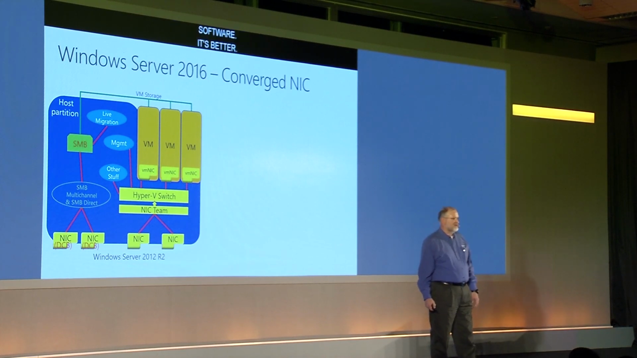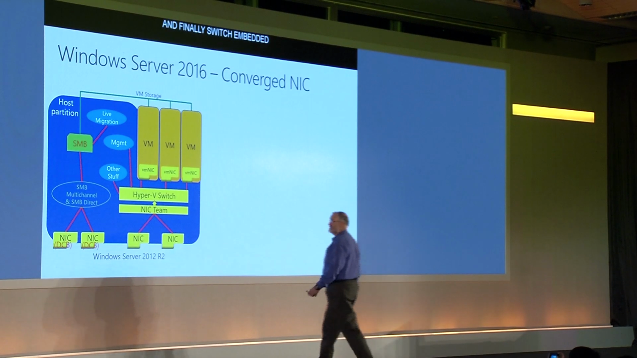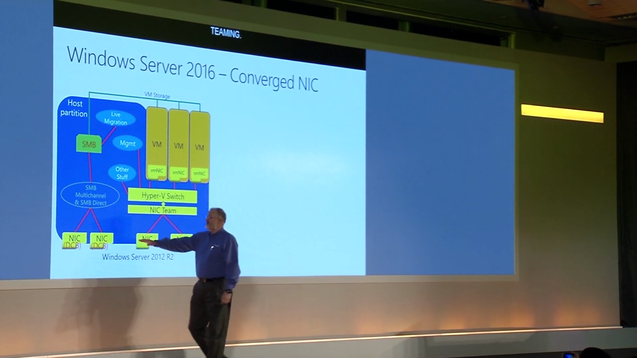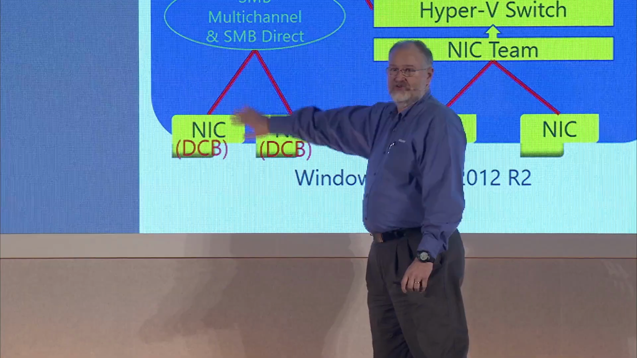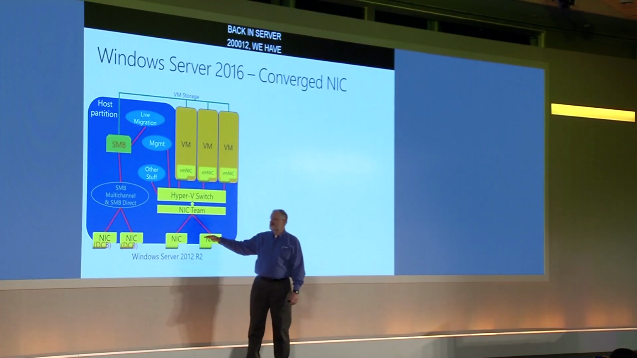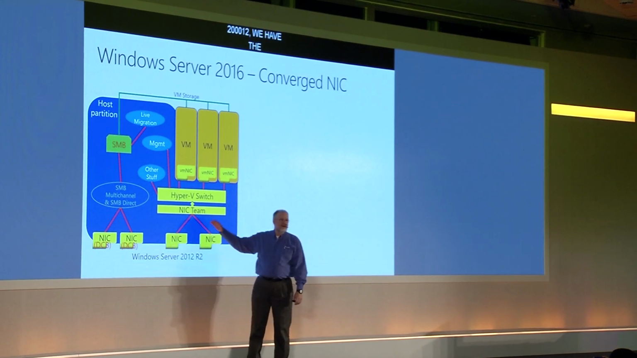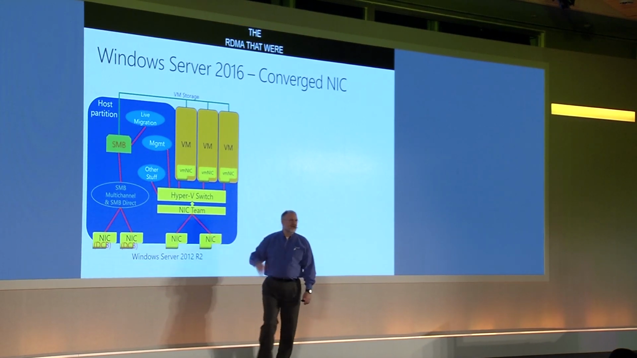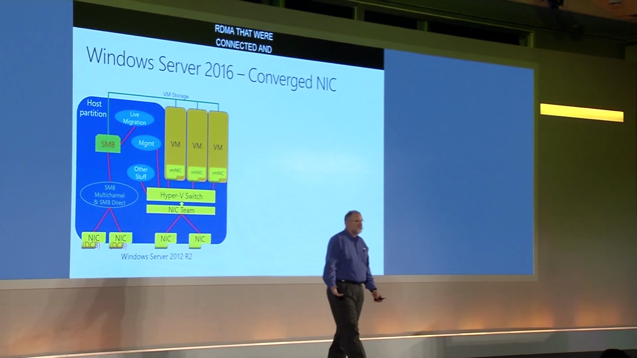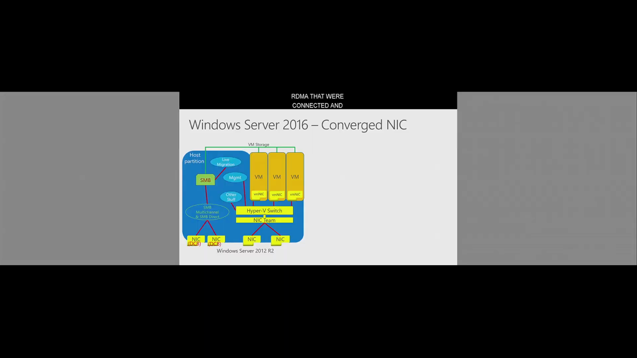Back in Server 2012, we allowed that you could do RDMA on NICs that were connected directly to the host OS, but the Hyper-V switch had to have its own set of NICs. And you couldn't do RDMA on the same NICs as the Hyper-V switch was using. This meant that customers who wanted to take advantage of the speeds and efficiencies of RDMA had to put in multiple NICs to be able to do this.